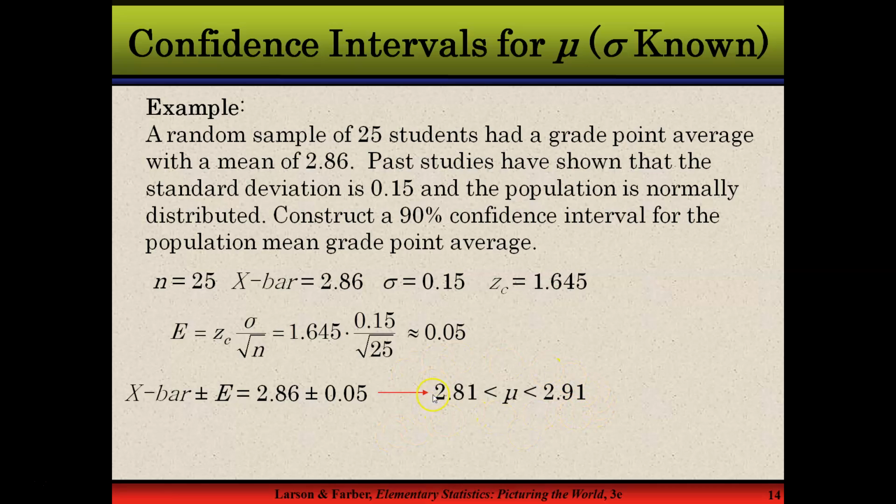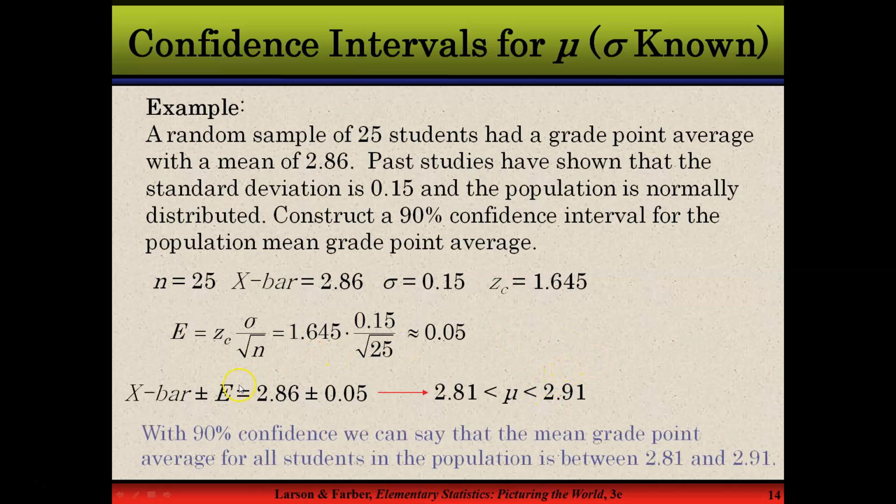Now I'm going to make an interpretation of this. What exactly does this mean? It means that with 90% confidence, we can say that the mean grade point average of all students in this population is in between these two numbers, 2.81 and 2.91.